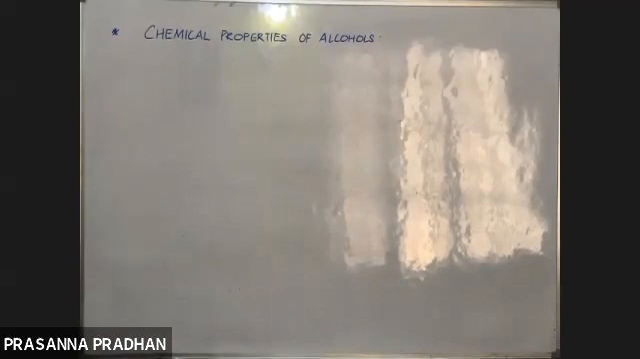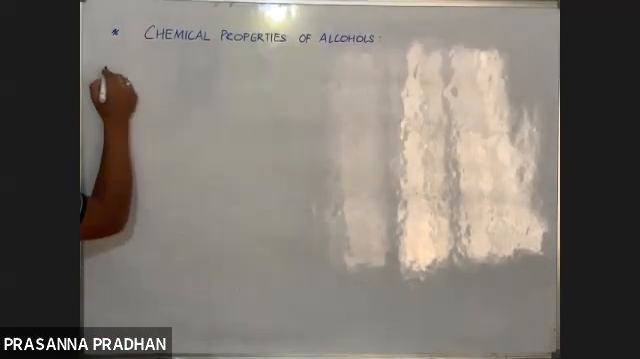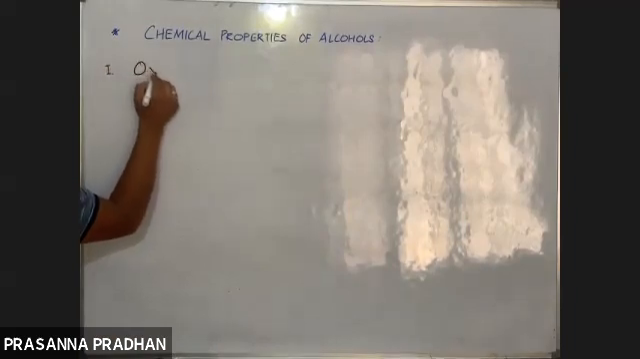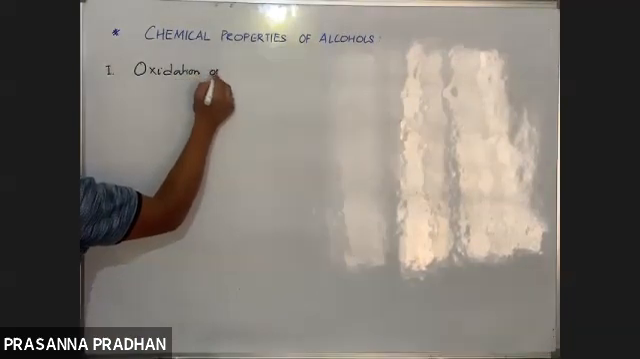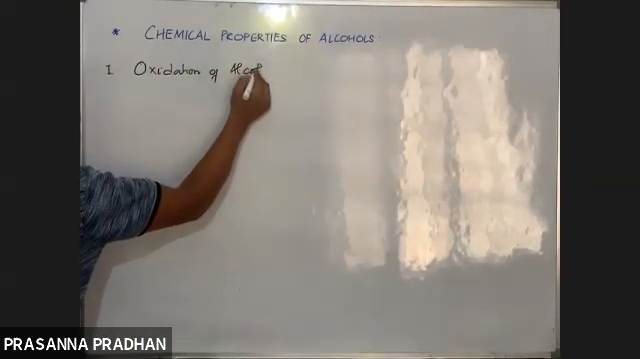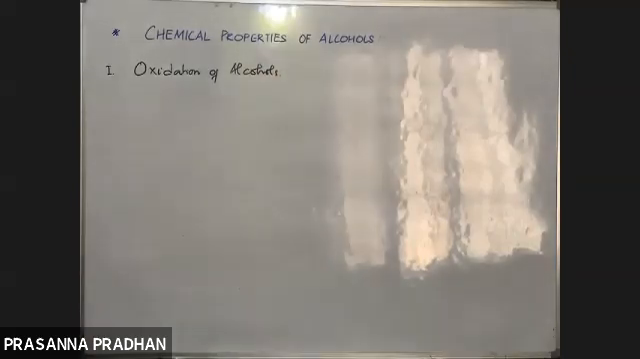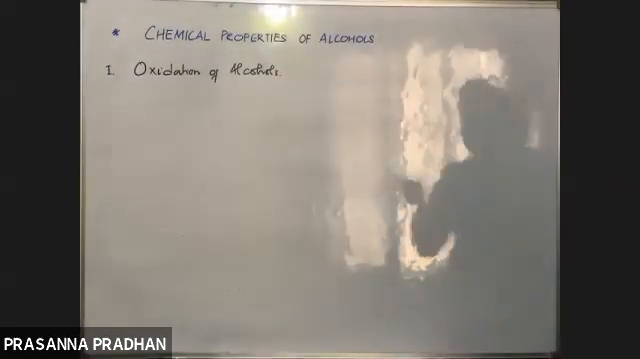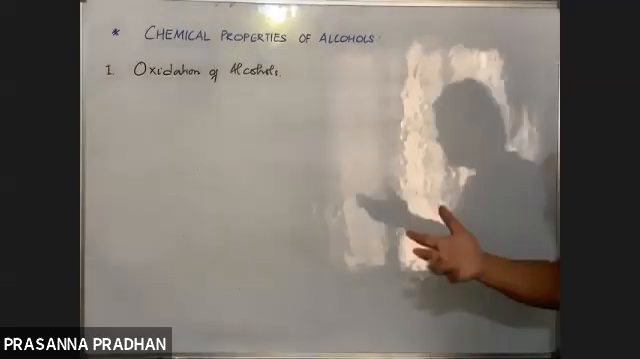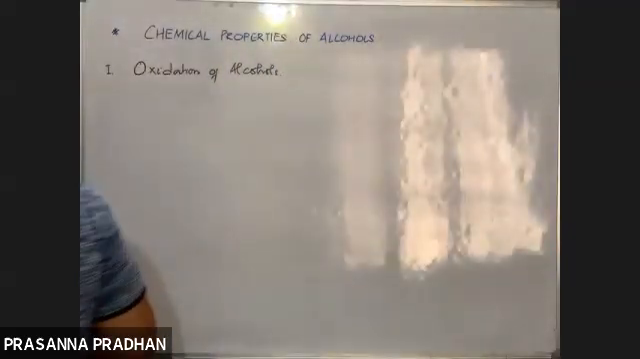One of the most important chemical properties of alcohols is oxidation of alcohols. Listen very carefully. If this is understood, trust me, half of aldehydes and ketones will be done as well. I remember I had given you one flow chart earlier. I'm going to discuss that flow chart once more.